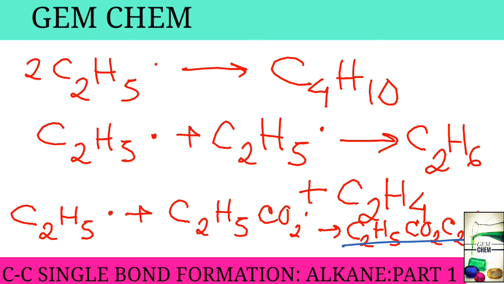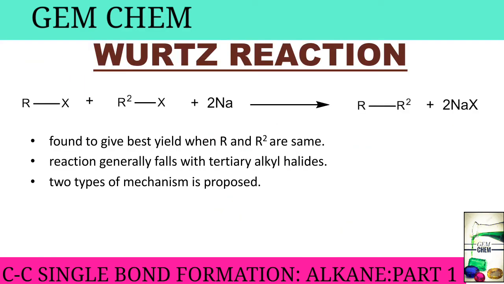Now we will come across the Wurtz reaction. This is an important reaction. Now this is basically a reaction between an alkyl halide and another kind of alkyl halide in presence of sodium metal to form a coupled product, that is, from this alkyl group and this alkyl group a bond is formed between these two, plus 2NaX, that is a sodium halide.